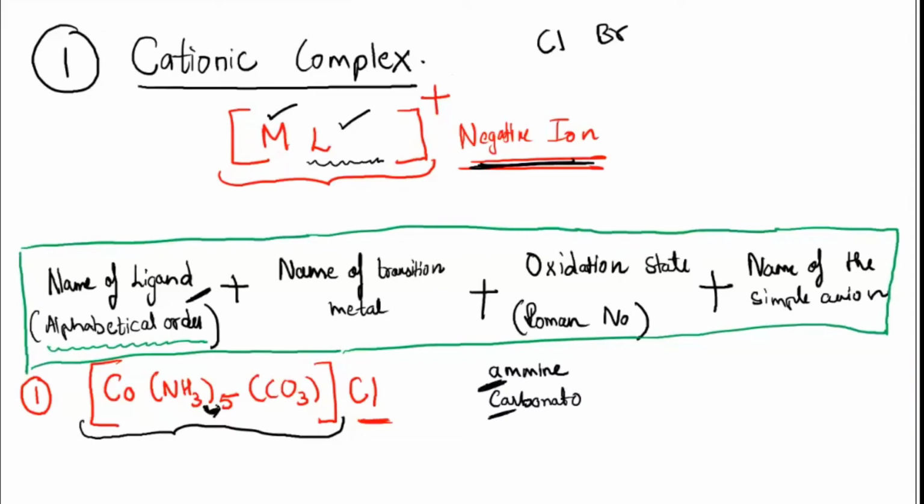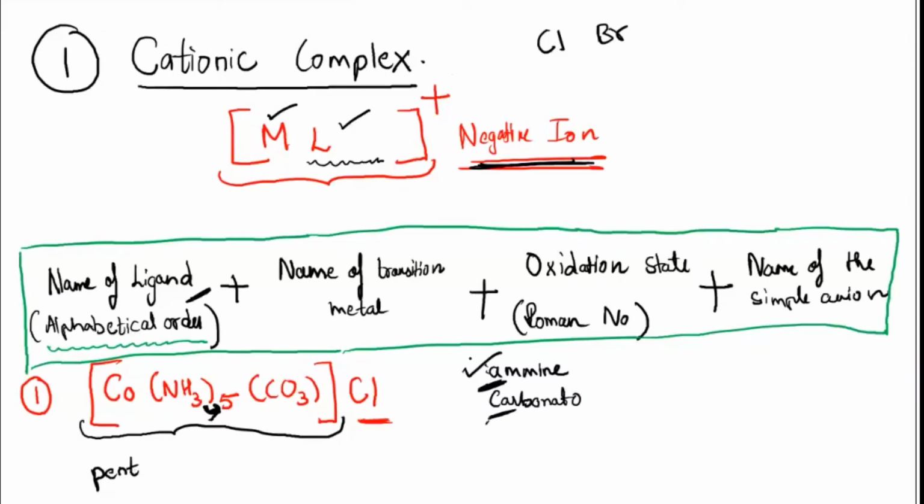There are 5 amines. And what is the name for 5? Penta, with a small letter at the start. So I will write penta first. We chose the ligand first, and according to the alphabetical order, amine comes first. So I am writing the amine, but how many amines are there? That you have to write.